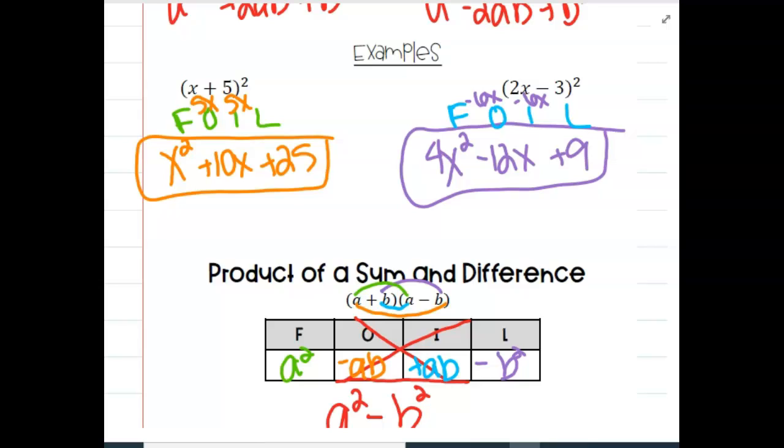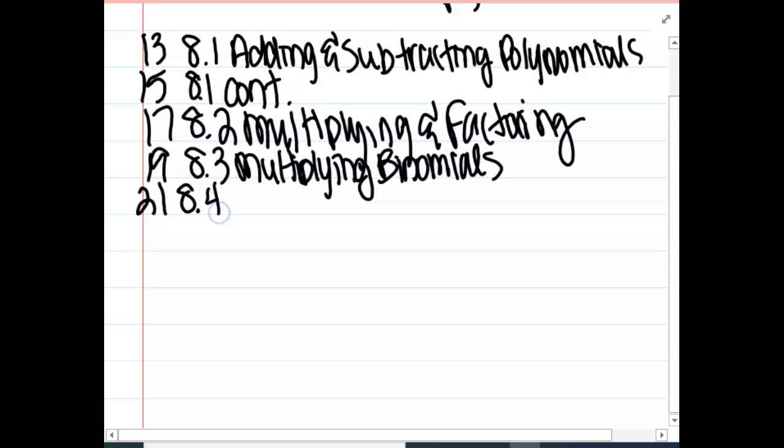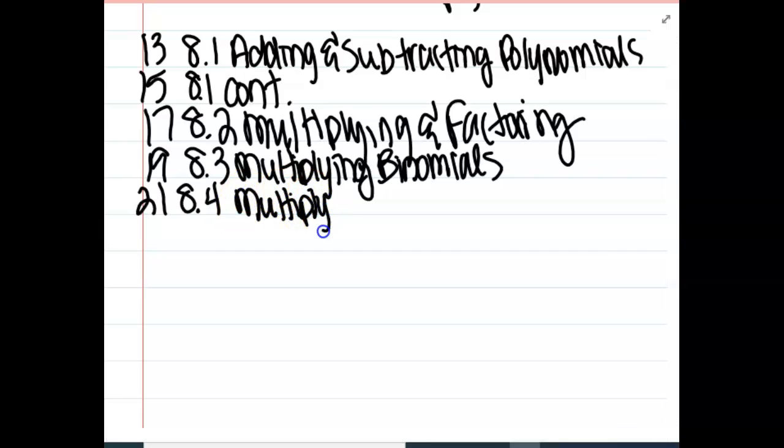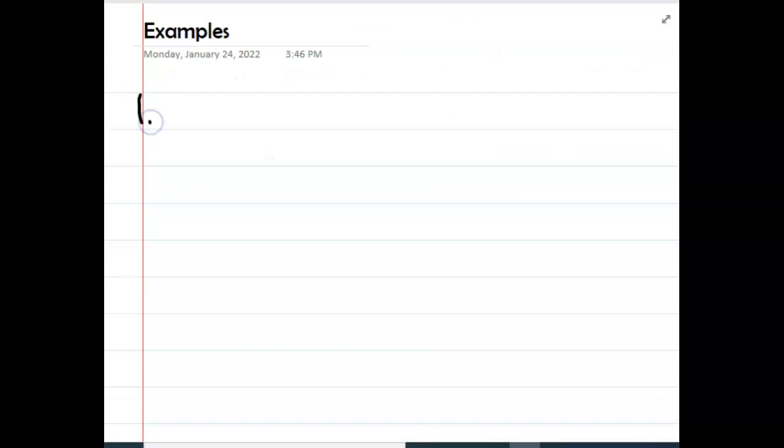Okay, these ones take a little practice. The second ones usually get a little bit easier. Okay? All right, so let's get this glued into page 21. This should be section 8.4, and it is multiplying special cases. So number 1, okay, let's say we have x plus 4 times x minus 4.